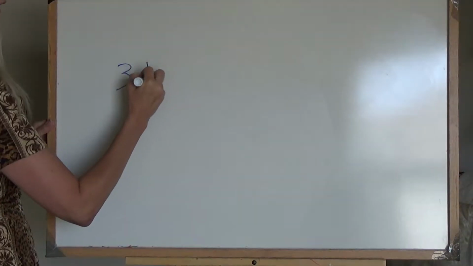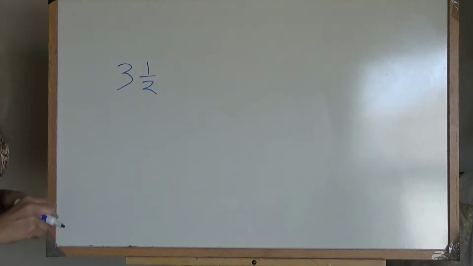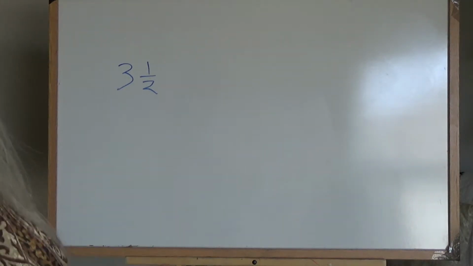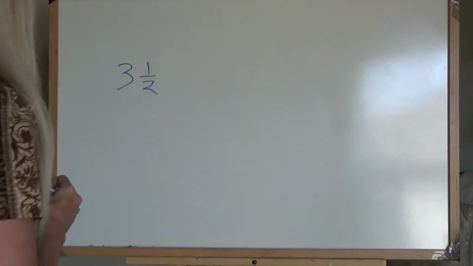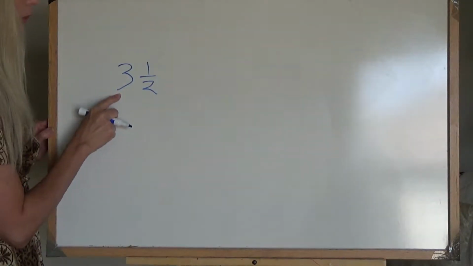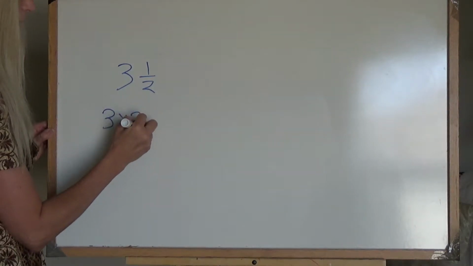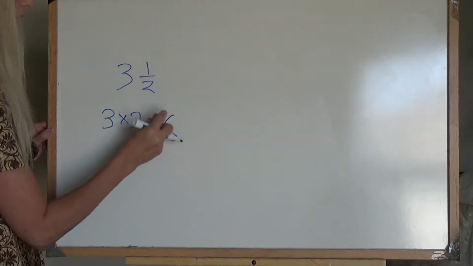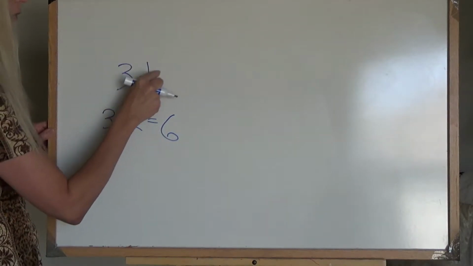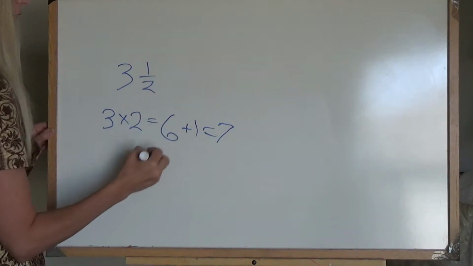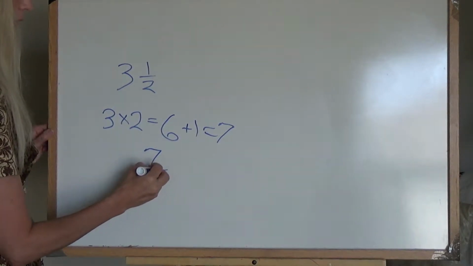Okay, 3 and 1/2. In order to change that from a mixed number to an improper fraction, and there are reasons why we do that, you take the whole number, multiply it times the denominator, so 3 times 2. Then you take that answer and add it to whatever the numerator is. So your answer then comes to be 7 over 2.